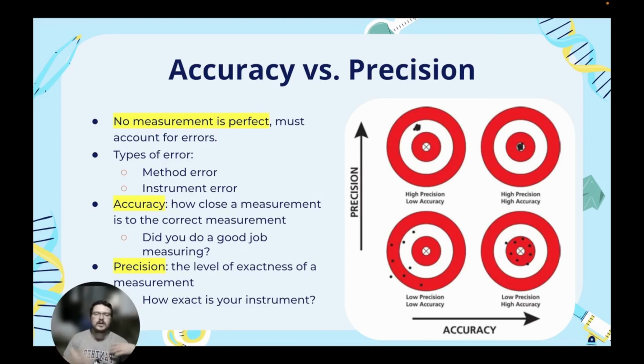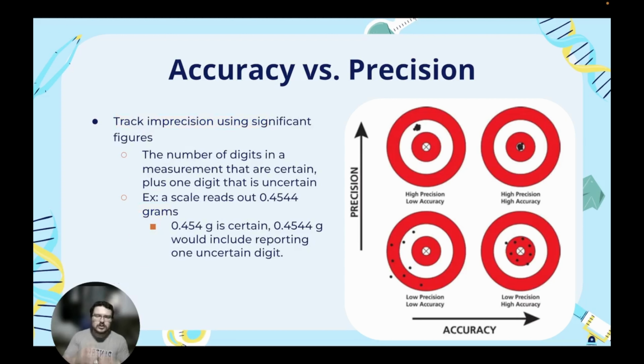We use accuracy and precision to talk about the error, or to account for the error, in our measurements. Now, to track these imperfections and this imprecision, we use what we call significant figures. A significant figure is basically the number of certain digits you have for a measurement, and then also one uncertain digit. So let's say I have a thermometer, and this thermometer reads in 1 degree increments, okay?